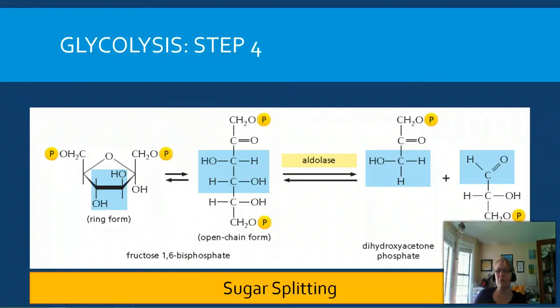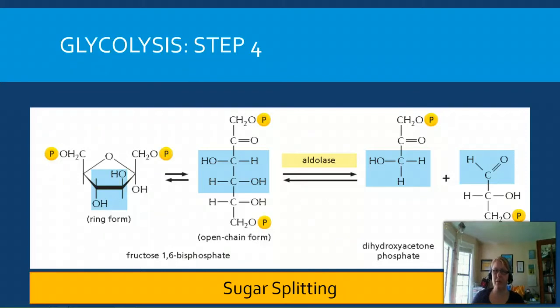So in step 4, we're going to enter into sugar splitting, and this is where the sugars actually split. Now the molecule is not exactly a complete mirror. As you can see in the ring form, there's 2 hydroxyl groups that are upside down from each other, which means that they're not exactly mirror images when the sugar is broken. What that does is it produces 2 different molecules at the sugar splitting stage. We have the glyceraldehyde 3-phosphate, G3P, and we have the dihydroxyacetone phosphate.